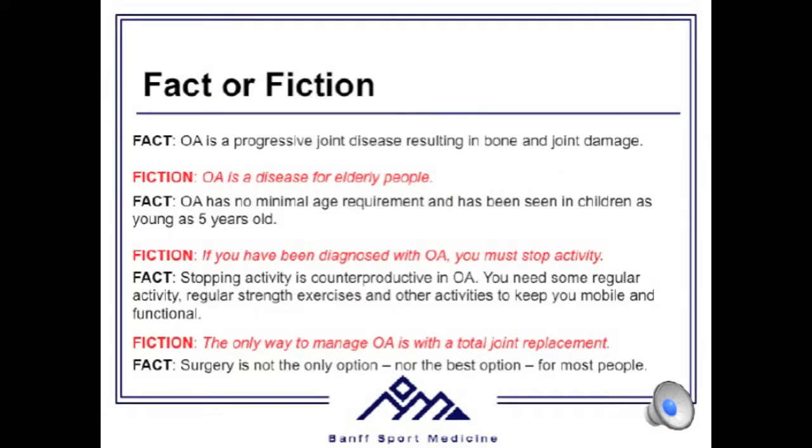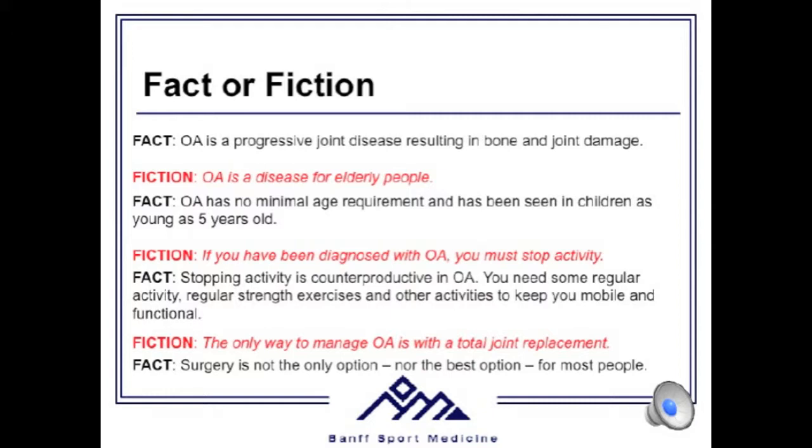Now that we have a basic understanding of joint cartilage wear and tear, let's establish some additional clarity on what OA is and what it is not. Fact: OA is a progressive joint disease resulting in bone and joint damage. Fiction: OA is a disease for elderly people. In fact, OA has no minimal age requirement and has been seen in children as young as 5 years old.